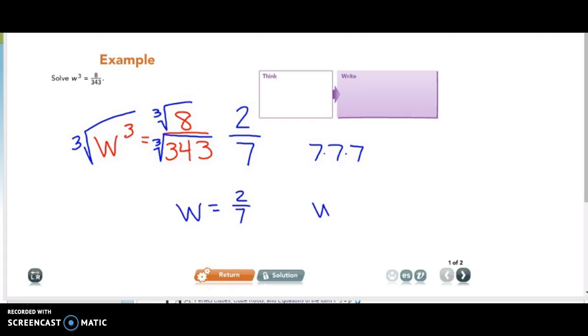Now remember, that means that W cubed is going to be 2/7 times 2/7 times 2/7. 2 times 2 times 2 equals 8. 7 times 7 is 49, times 7 is 343. That's how we check it.